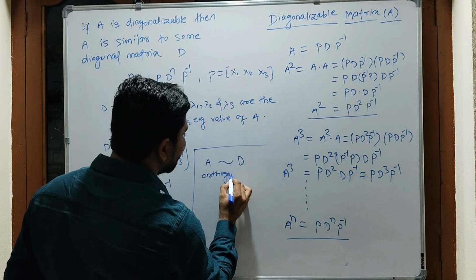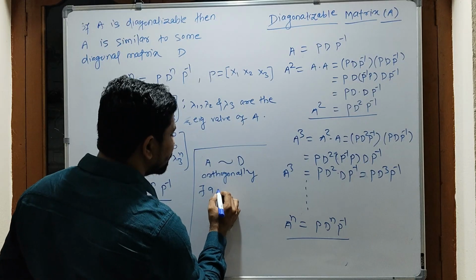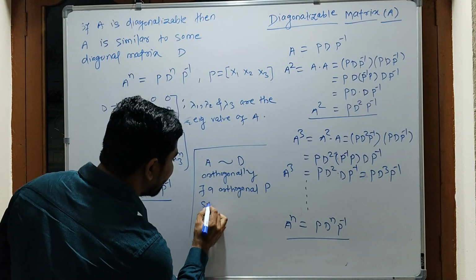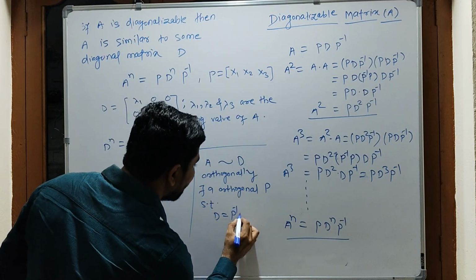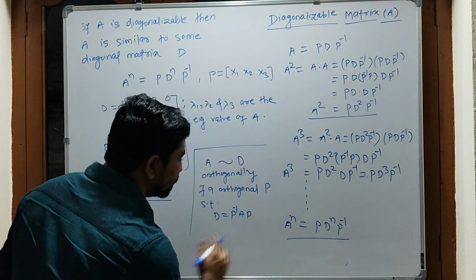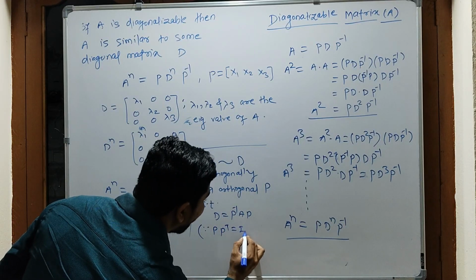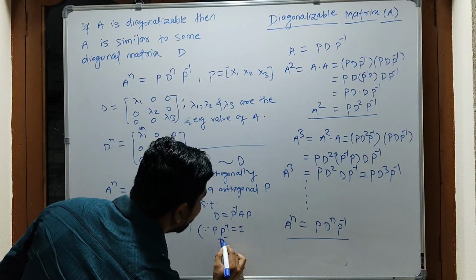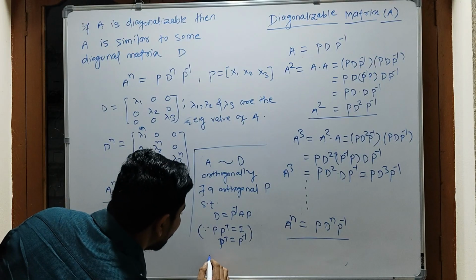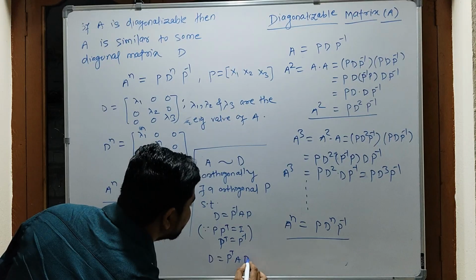So orthogonally similar means there exists an orthogonal matrix, let's say P, such that B can be written as P inverse A P, and this P is my orthogonal matrix. Since P is an orthogonal matrix, P into P transpose is equal to I. So this implies P transpose equals P inverse. Use this in this expression. Therefore D can be written as, in place of P inverse, P transpose, A and P.